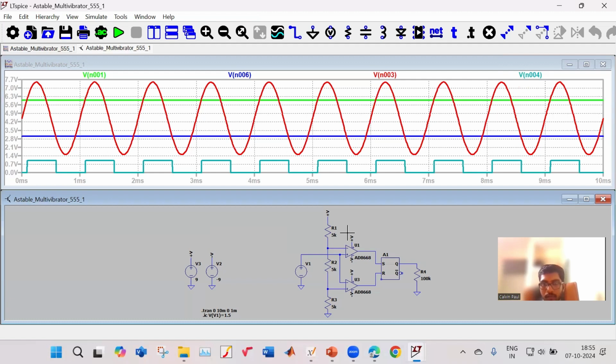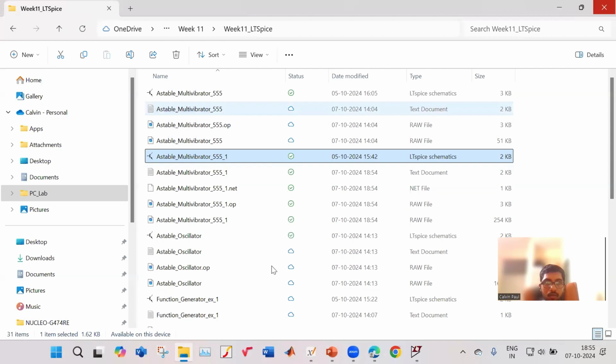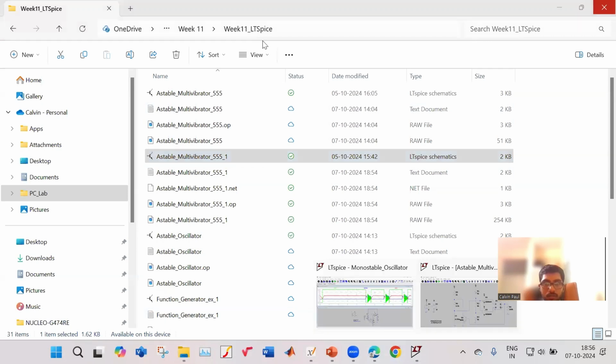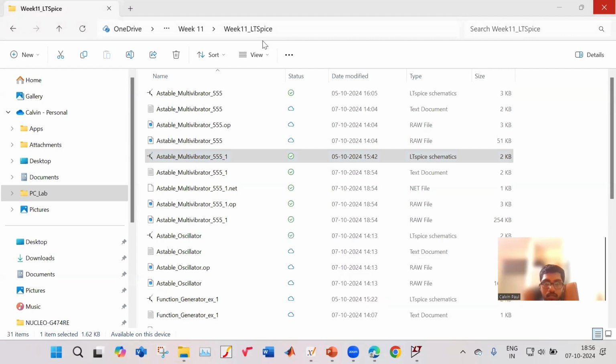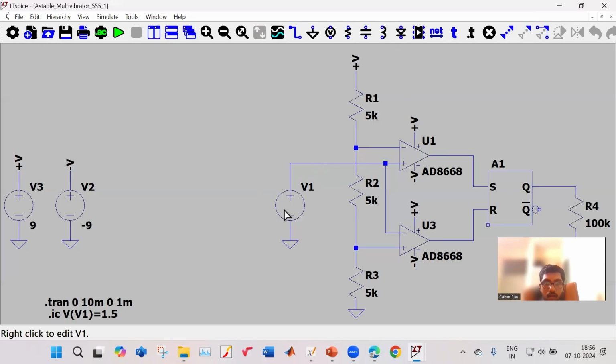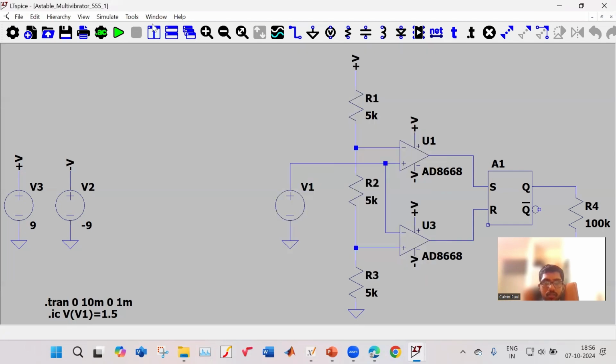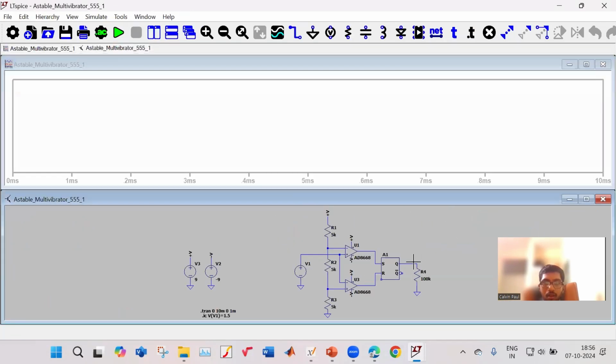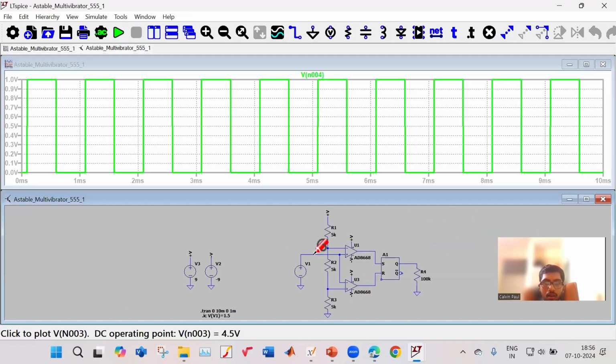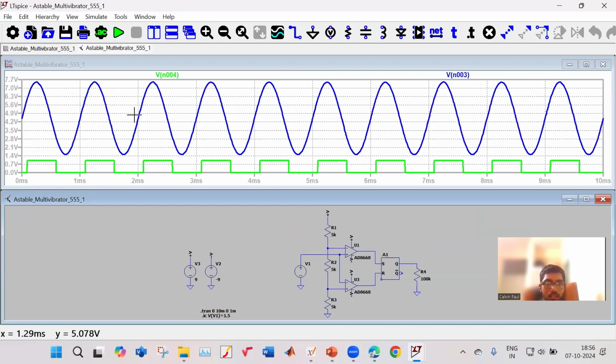No, sir. So, it's something. Okay, 2.8. I have given the DC offset 4.5. What 2.8? DC offset is 4.5. I have wantedly given it.